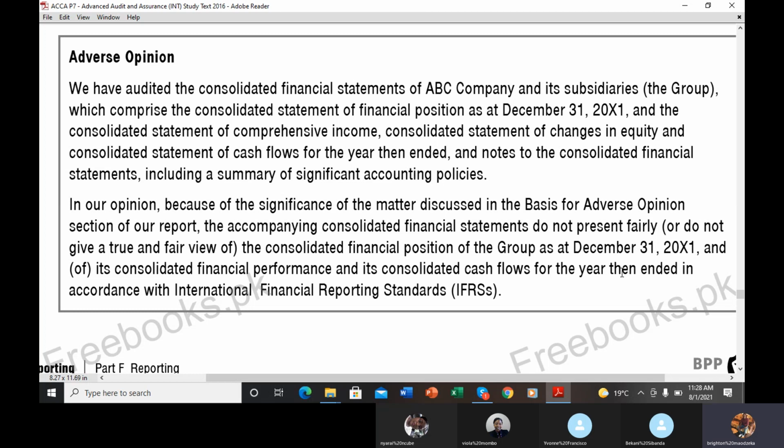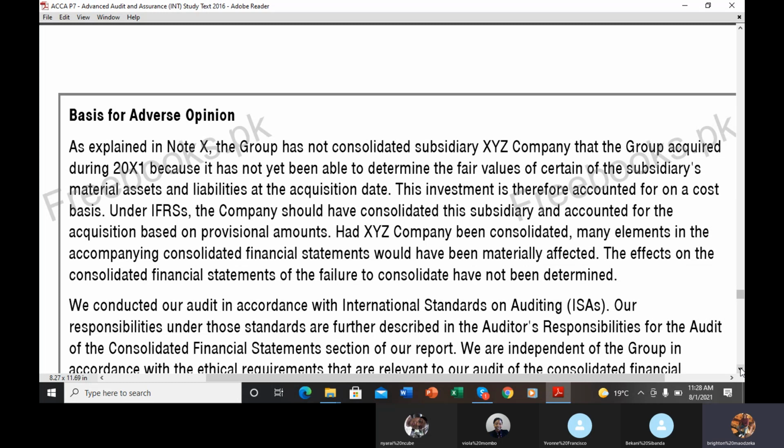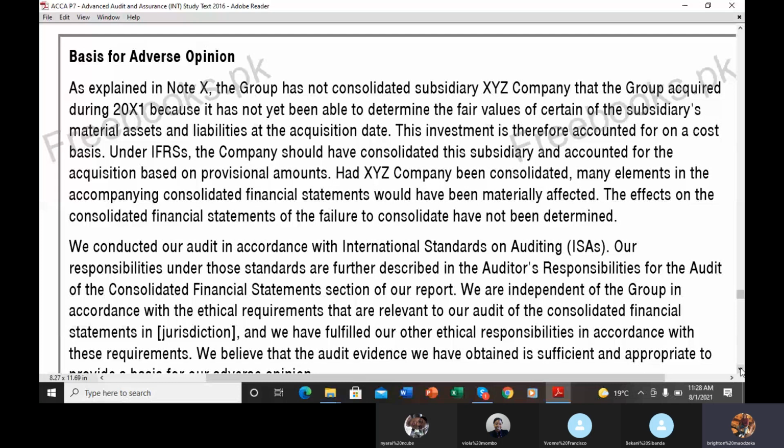Here, the accompanying consolidated financial statements do not present fairly, or do not give a true and fair view of the consolidated financial position. They're telling us the financial statements do not give a true and fair view, which means the financial statements taken as a whole are useless. Yes, they are useless. So after the adverse opinion, we go on to the basis for adverse opinion.